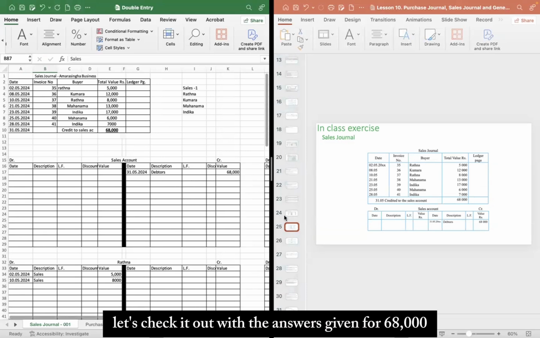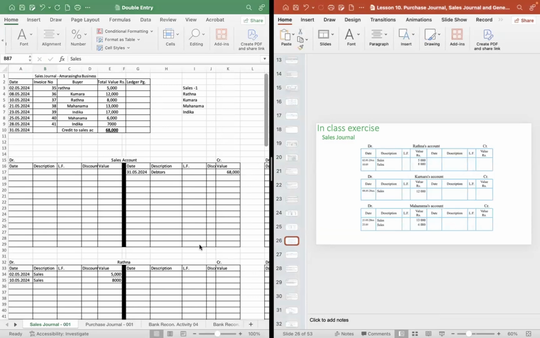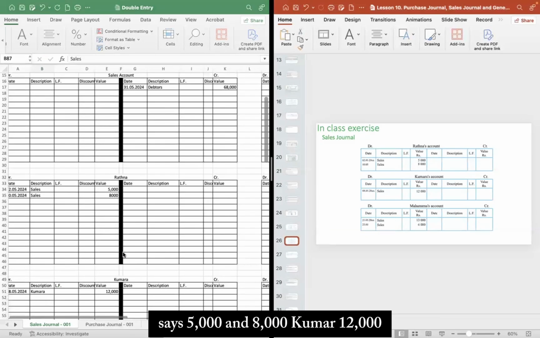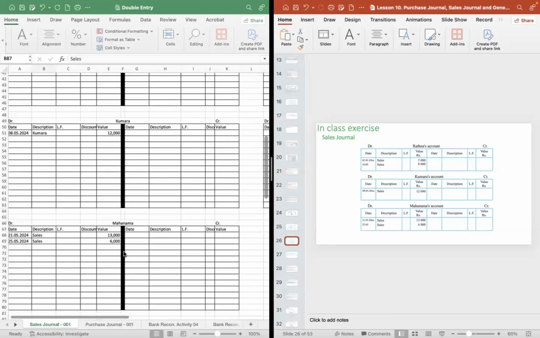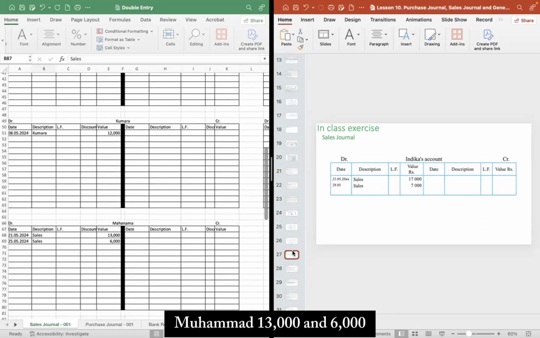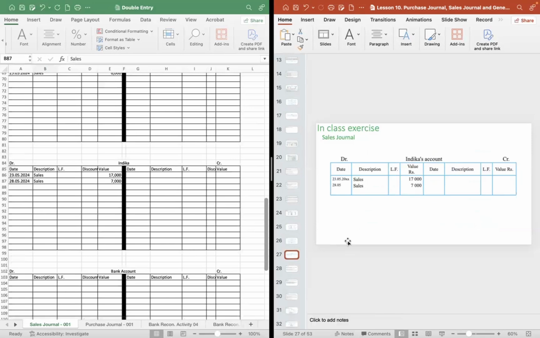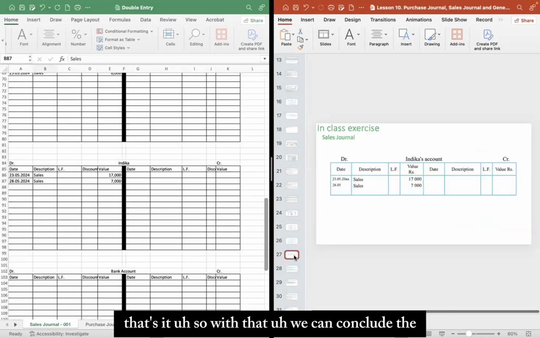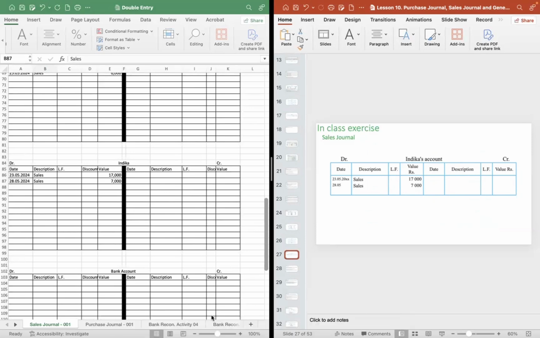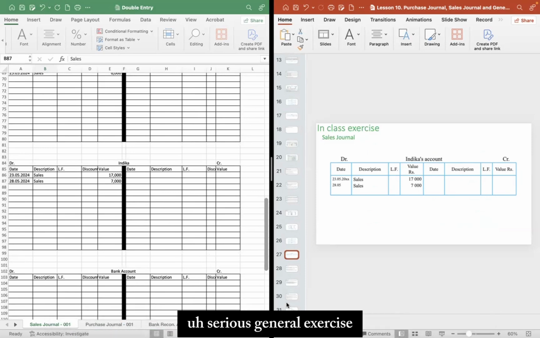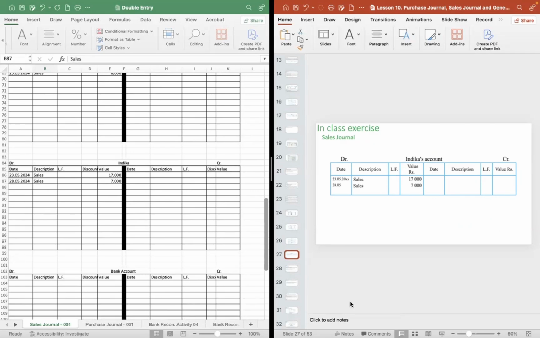So since we have done it, let's check it with the answers given. For 68,000, sales 5,000 and 8,000, Kumar 12,000, Mahanama 13,000 and 6,000, then Indika's account 17,000 and 7,000. Okay, that's it. So with that, we can conclude the sales journal exercise.